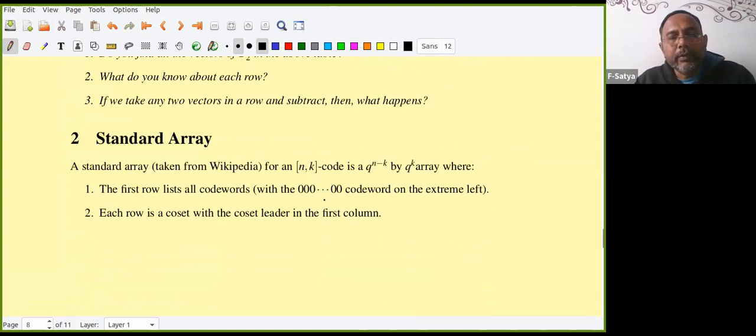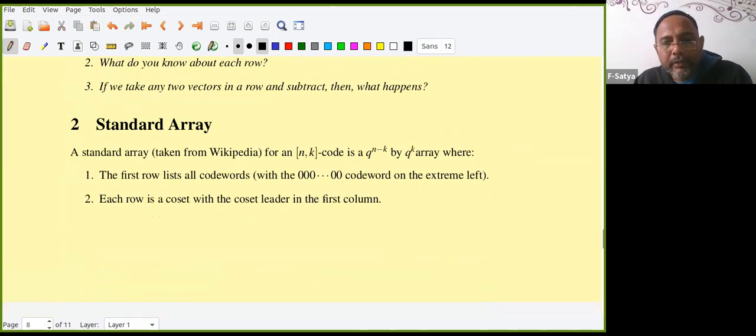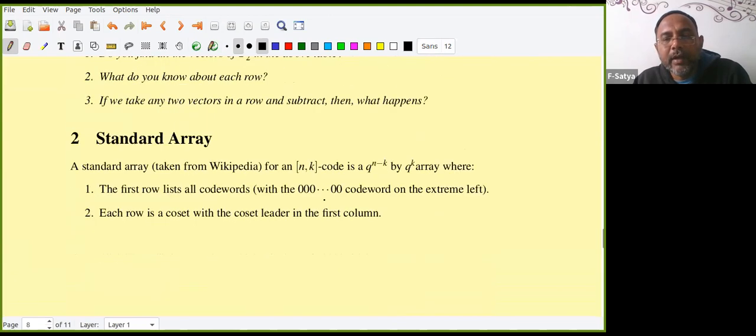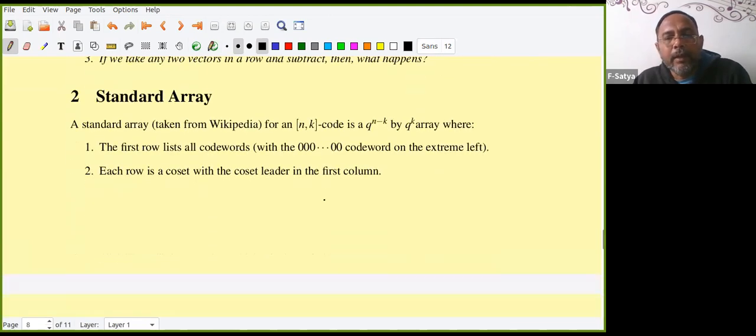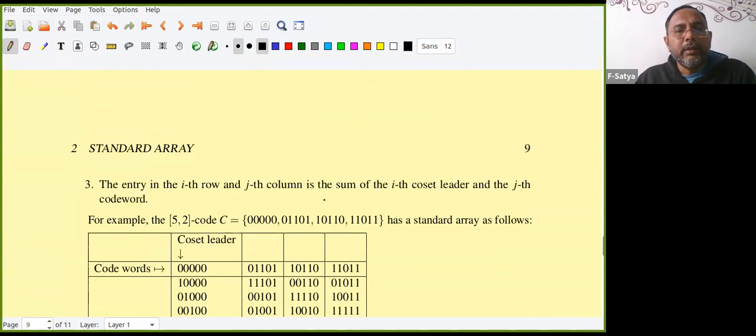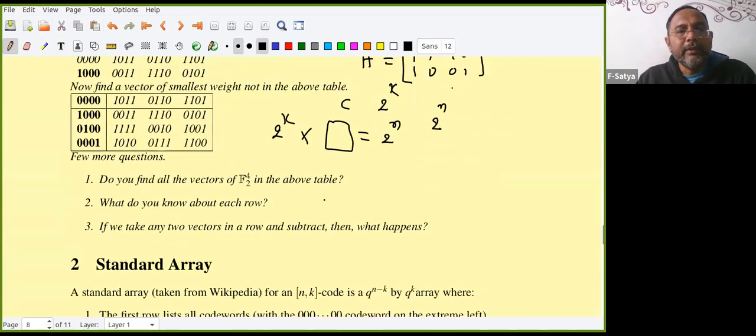So the standard array is defined like this. The first row lists all the code words, starting with 0 0 0, right? Each row is a coset, with the coset leader in the first column. These are called coset leaders, I put them in thick letters. Now, the entry in the ith row and jth column is the sum of the ith coset leader and the jth code word. Is it okay? Correct. So you look at how we get this.